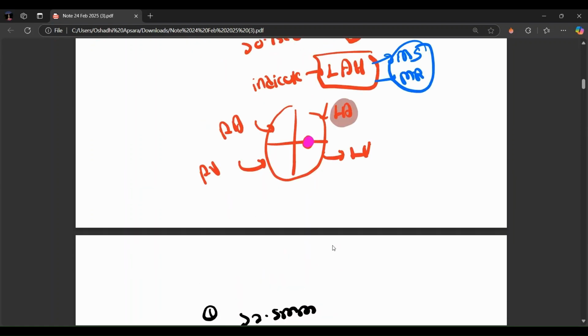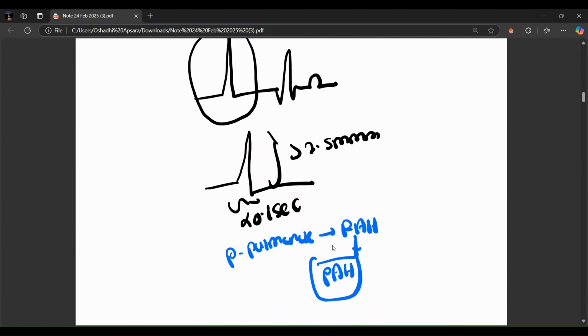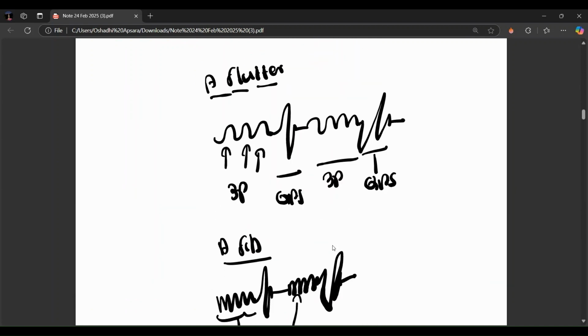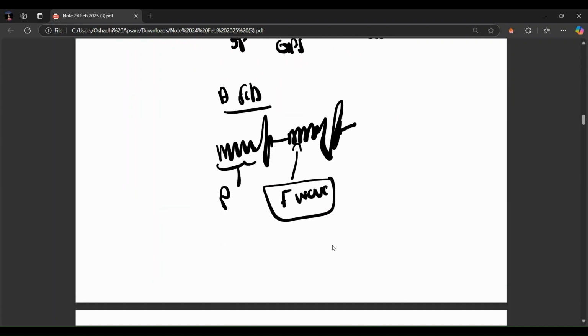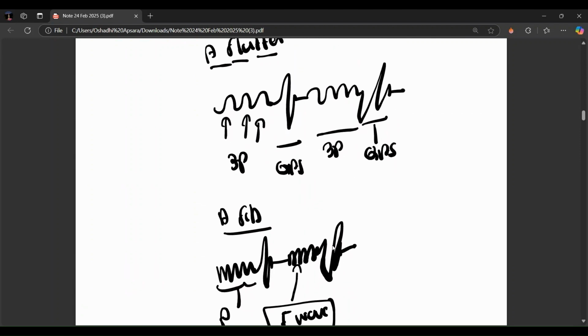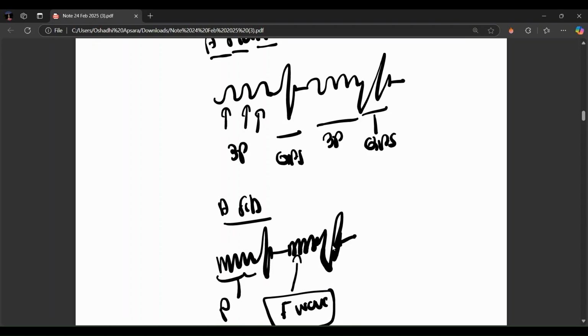So we talked about P-mitrale. What is P-mitrale? How to identify P-mitrale? Next, P-pulmonale. What is indicated by P-pulmonale? Next, we saw what is a flutter and what is a fibrillation. What is the difference between a flutter and a fibrillation? In flutter, you can count the waves. I mean, after these 2 to 3 P waves, you cannot say this is a P wave. No, this is an F wave.